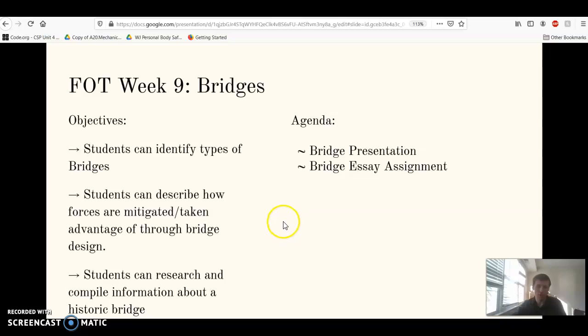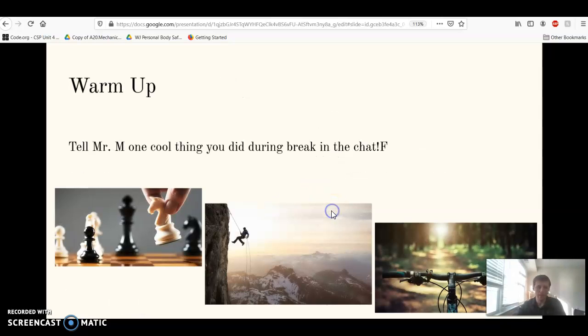You should also be able to compile and research information about a historic bridge, which is going to be your assignment. But more on that later.